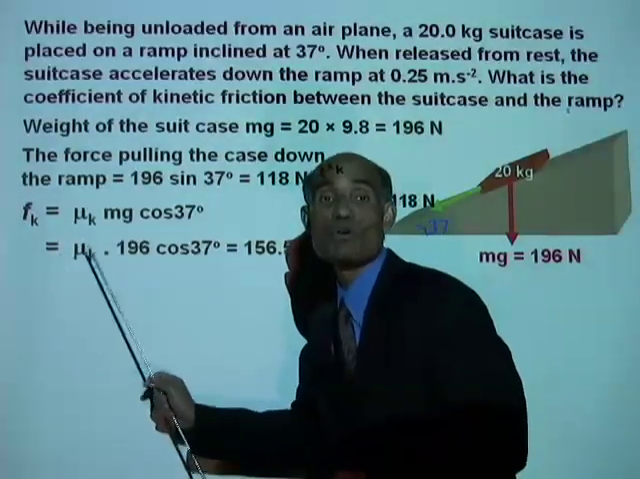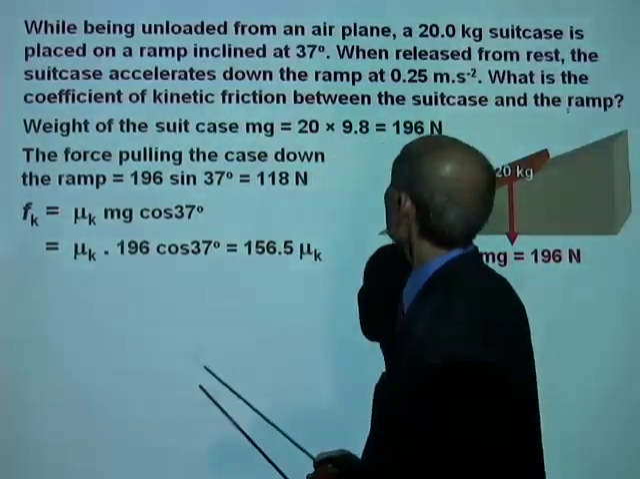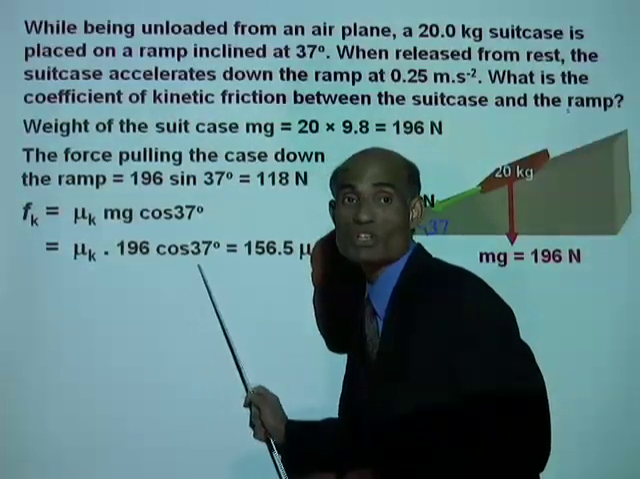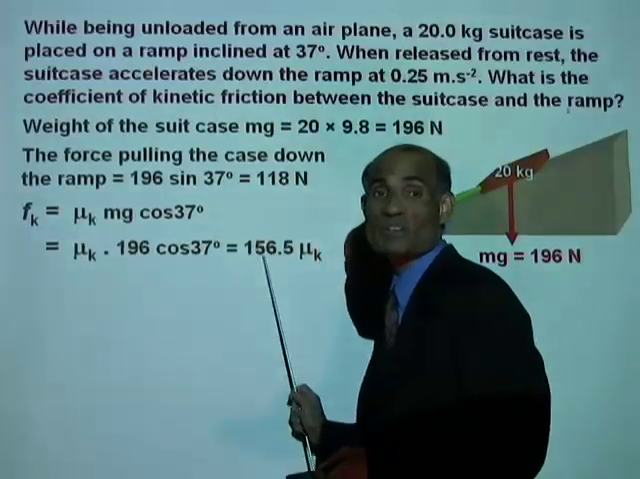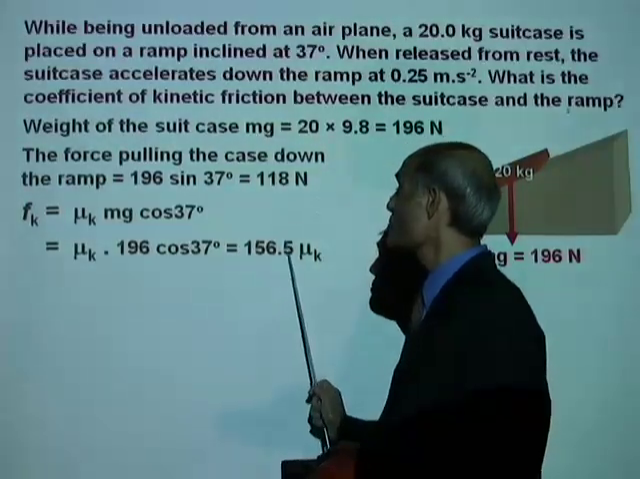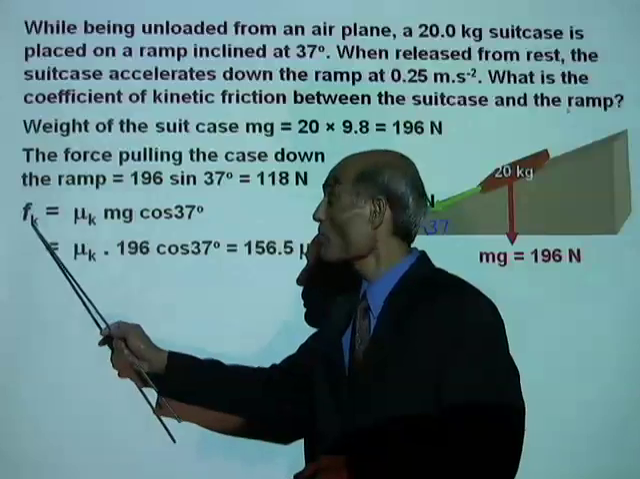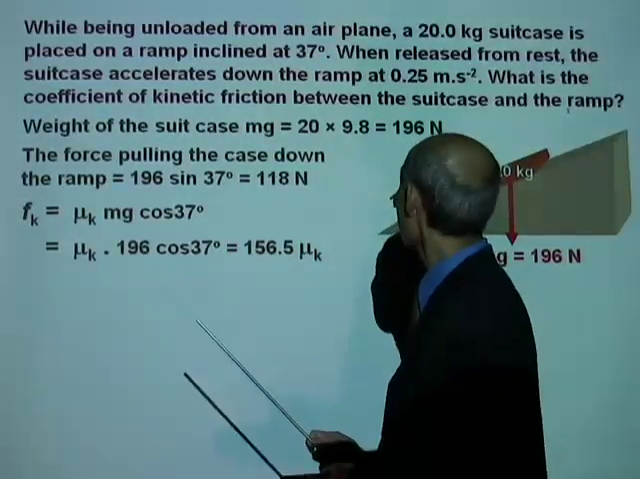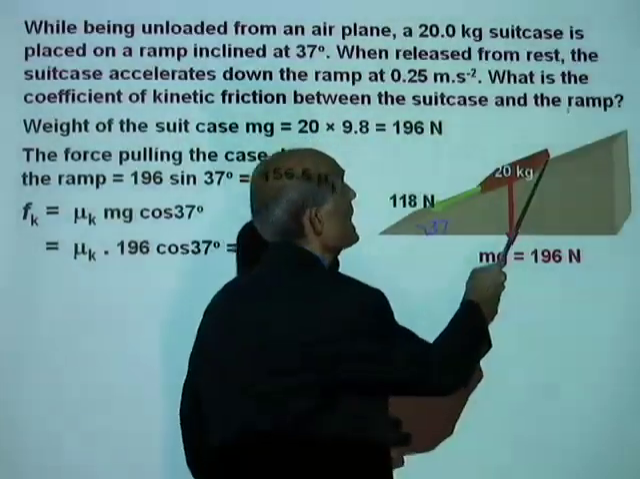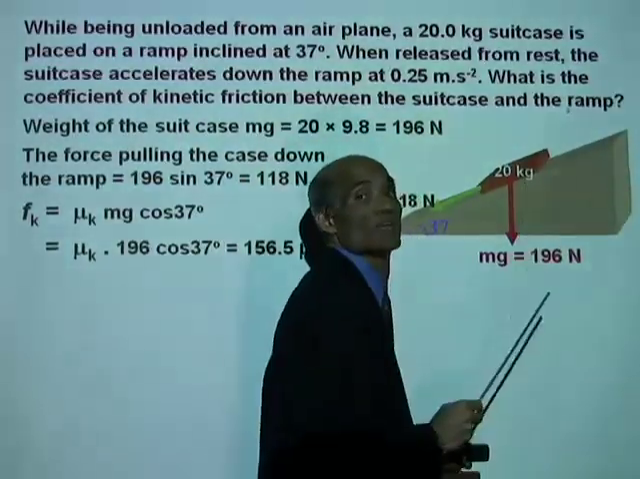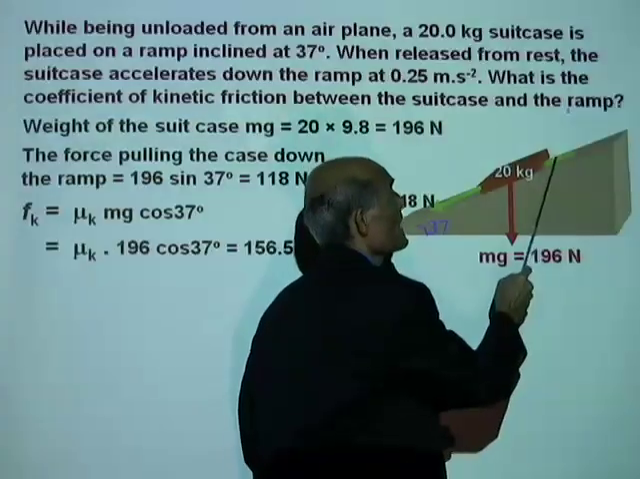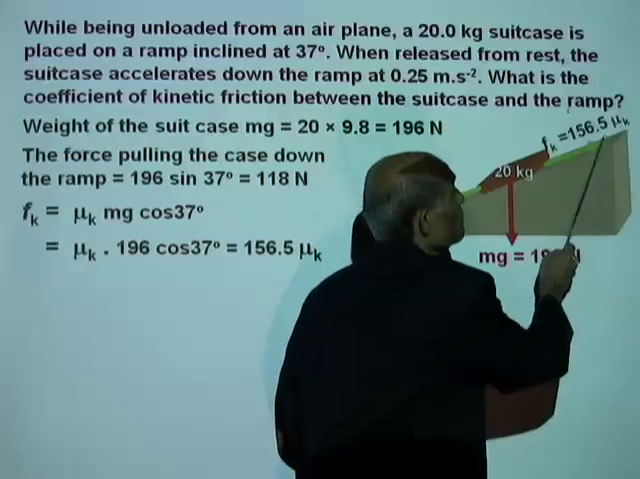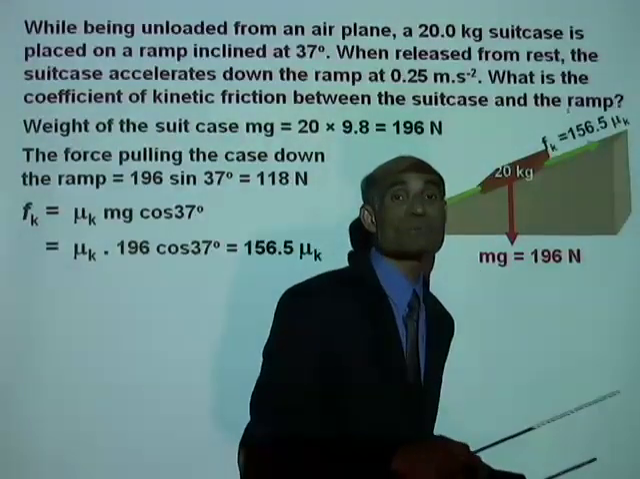We don't know mu k, do we? No. Therefore, we will leave it as it is. And 196 cos 37 is 156.5. So the frictional force Fk equals 156.5 mu k, and that will be opposing the downward motion of the suitcase. That will be the upward force. Fk equals 156.5 mu k.